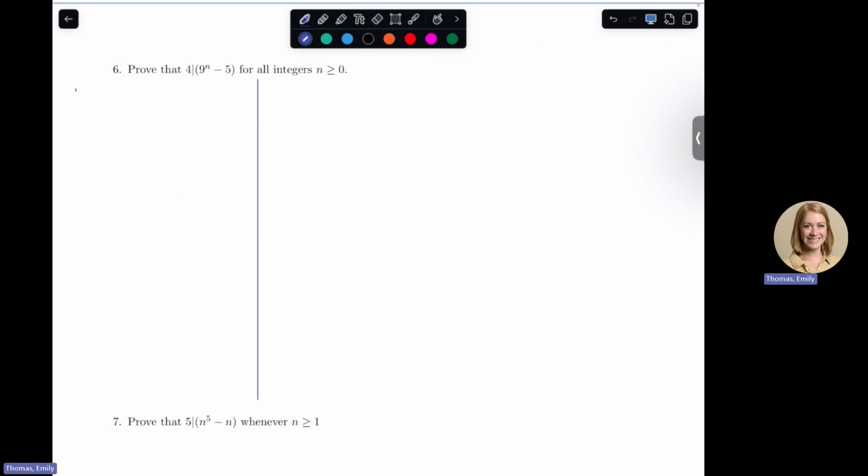Alrighty. What would our base case be? Oh. N equals 0. I'm not going to write that 4 divides thing because I don't know that it does. 9 to the 0 minus 5 is equal to 1 minus 5, which is negative 4. And then I would say that clearly 4 divides negative 4, so the base case holds. Good?